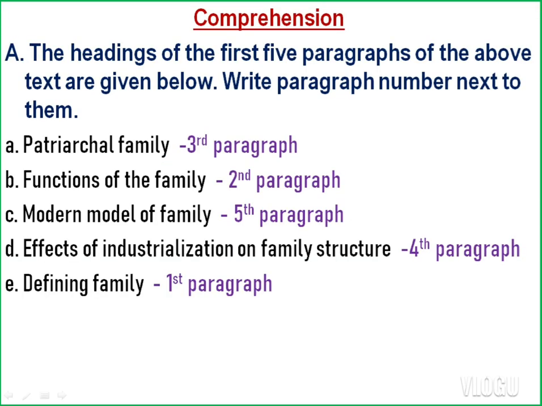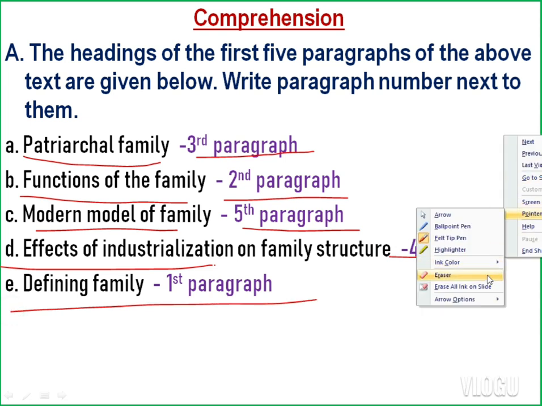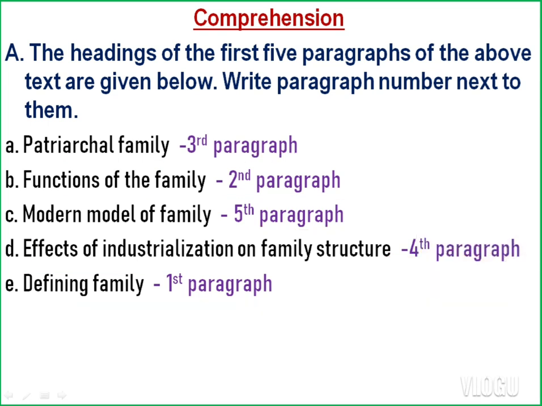So then about the comprehension. Here in A, the headings of the first 5 paragraphs of the above text are given. As we see the text, we have to see the first 5 paragraphs. Write the paragraph number next to them. त्यसपछि हामीले which paragraph is about what, paragraph number लेखिदिने. So patriarchal family, we find in third paragraph. Second one, functions of the family in second paragraph. Model of the family in fifth paragraph. And effect of industrialization on family structure in fourth paragraph. And then defining family को definition we find in first paragraph. So this is about comprehension question A.